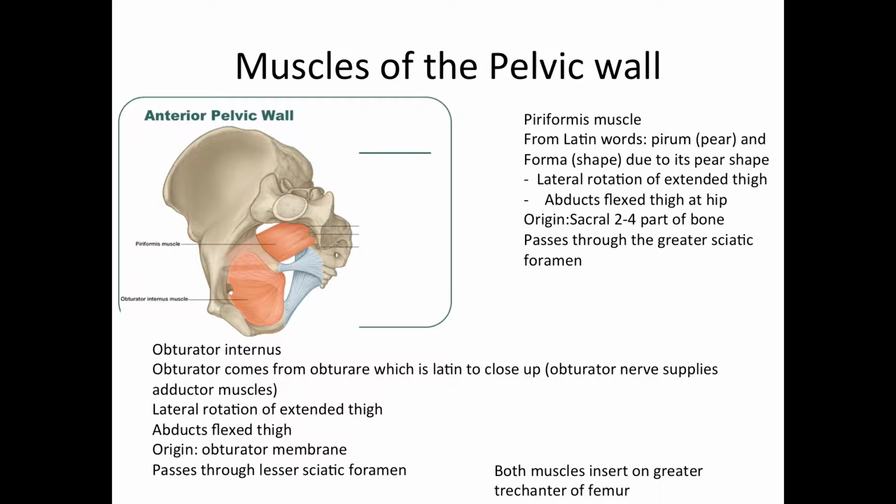The obturator internus. Obturator comes from the Latin word obturare, which means to close up. However, this is not what the muscle does, as it abducts the flexed thigh and laterally rotates the extended thigh. The obturator nerve supplies the adductor muscles, and that is why it's called the obturator nerve. The origin is from the obturator membrane, and it passes through the lesser sciatic foramen. Both muscles insert on the greater trochanter of the femur.